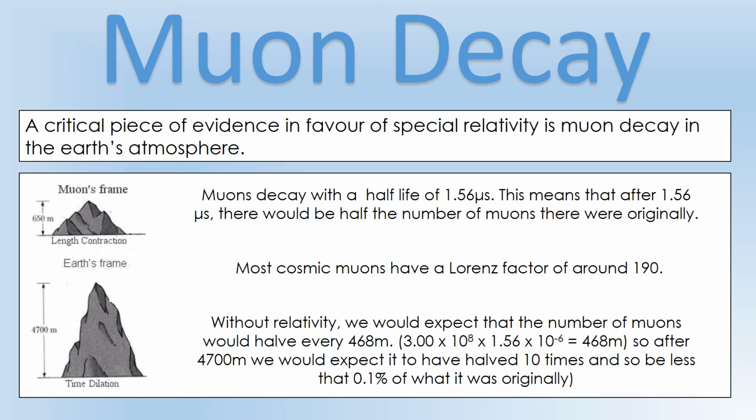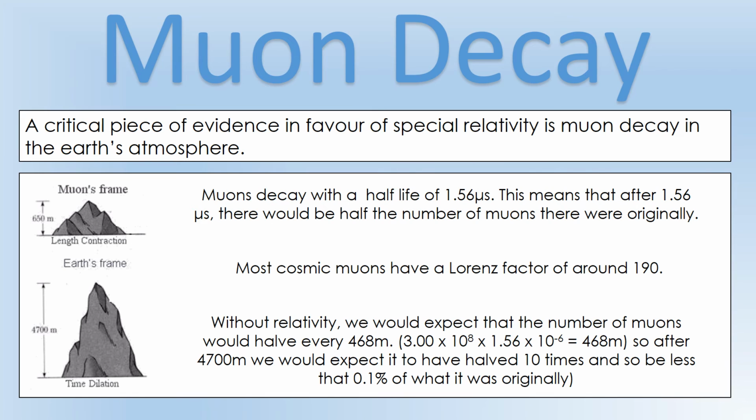So cosmic muons travel very close to the speed of light. So they have a Lorentz factor of 190, and you can work out how fast they're traveling if you like. But essentially, it's very, very close to the speed of light. So close, in fact, we're not going to bother distinguishing very much later on.